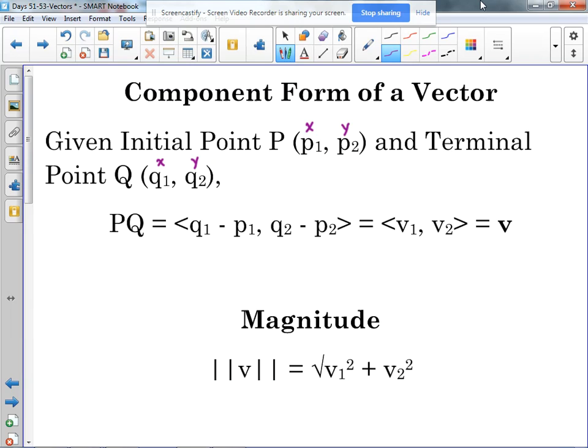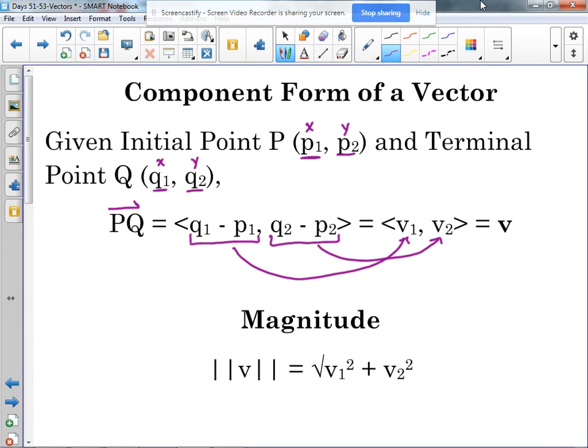So to find the component form of the vector, we subtract the x's, q1 minus p1. That's what you see right here. We subtract the x components, we subtract the y components, and we get these quantities right here, v sub 1 and v sub 2. Notice with the vector that we don't put parentheses around it. Parentheses indicate that it's a point. For a vector, we use these pointy brackets around the two quantities to represent that that is indeed a vector and it's not a point.